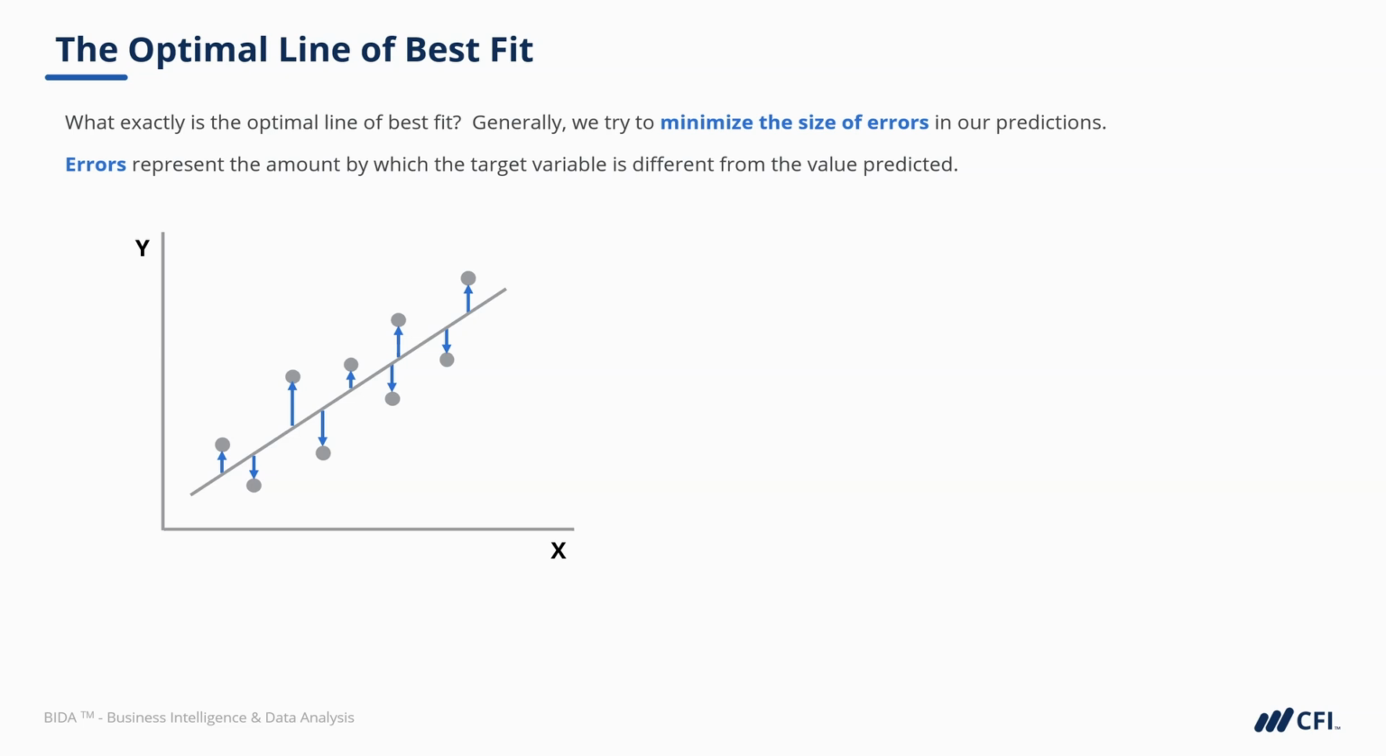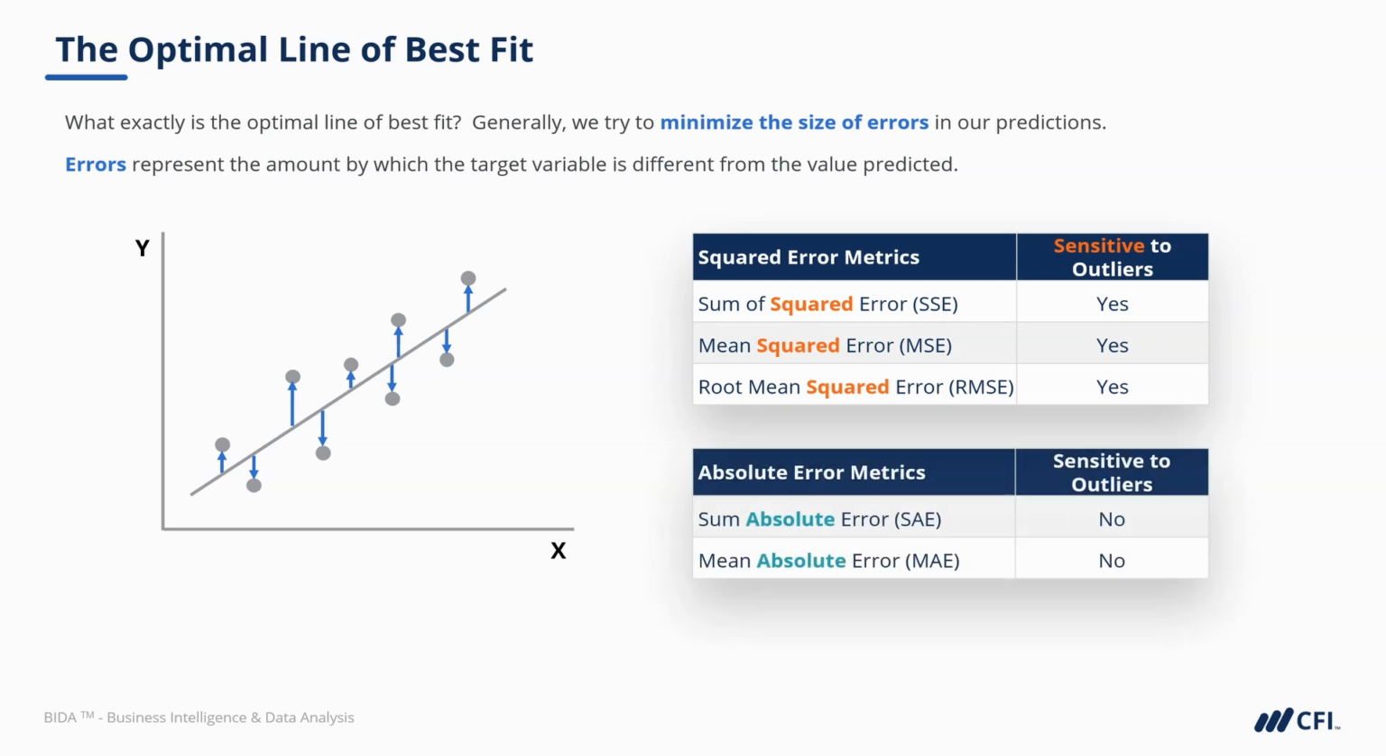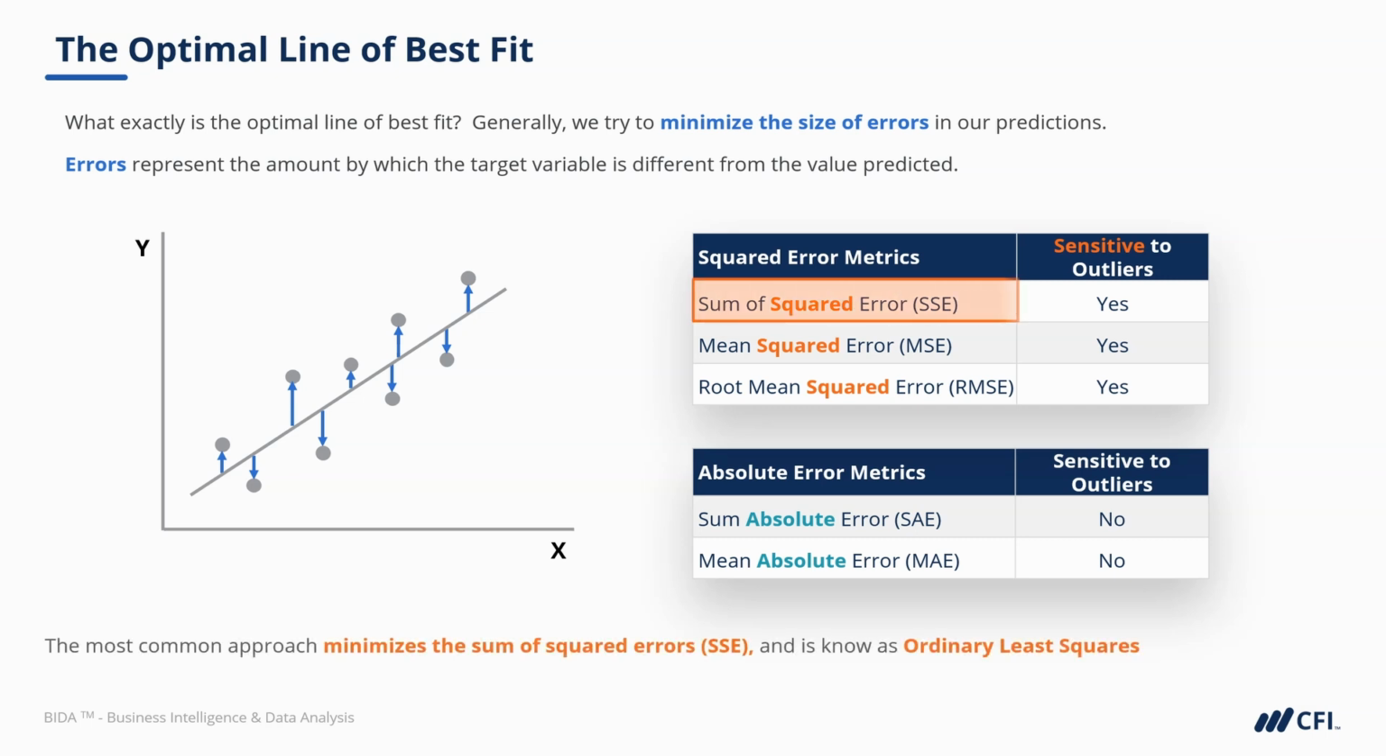The first three all focused on squaring the error terms to remove those negative values. The other group rely on taking the absolute value of errors. The most common approach minimizes the sum of squared errors, or SSE, and is known as the ordinary least squares method. In terms of choosing between all of these metrics, one common reason is that the squared error metrics tend to be more sensitive to outliers than the absolute ones, simply because we're squaring those large values.